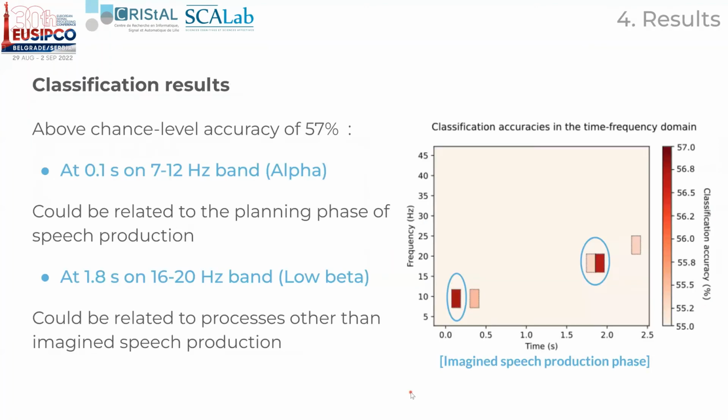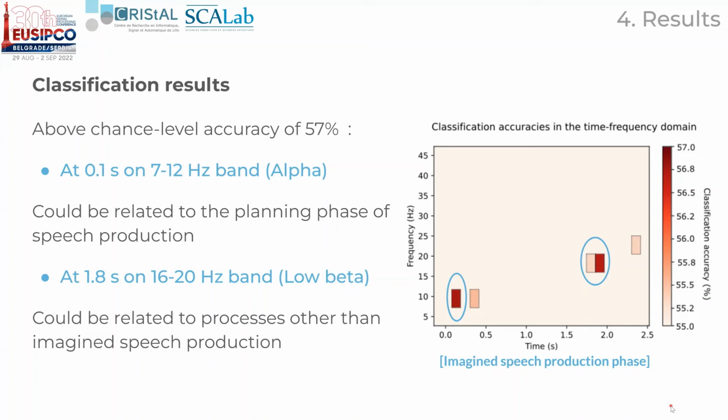Now, about our results, as you can see here on the right side, we present a graph of the obtained classification accuracies. On the x-axis, we have the imagined speech production phase in seconds. On the y-axis, we have the frequencies at which we perform the analysis of the signals from our region of interest. The color bar lets us know which time frame and frequency have an above chance level accuracy. The calculated chance level was 55%, and the highest score we obtained was 57%.